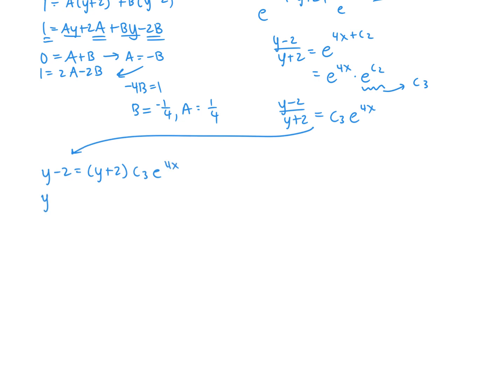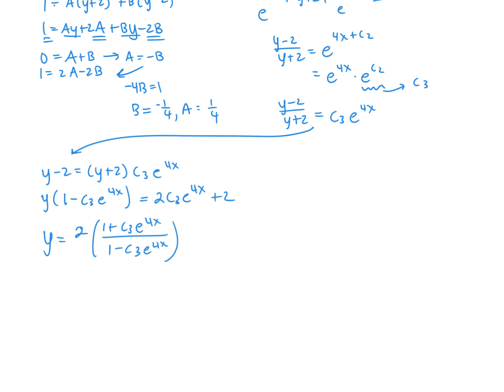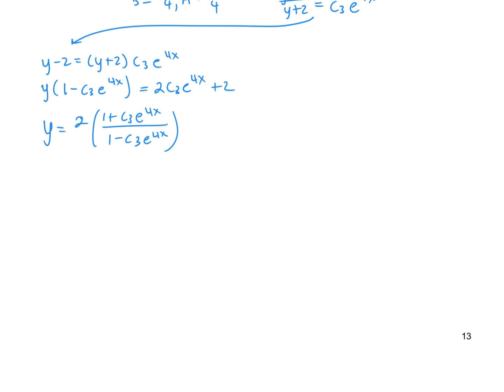So if I get my y's together and factor out common terms, I'm going to do a few steps in one. I'm going to end up with 1 subtract c3e to the 4x. And on the other side, I'll have 2 c3e to the 4x add 2. So finally, for y, factoring out a 2, I get 1 add c3e to the 4x over 1 subtract c3e to the 4x. Okay, so now we are finally at a point where we can find c3.